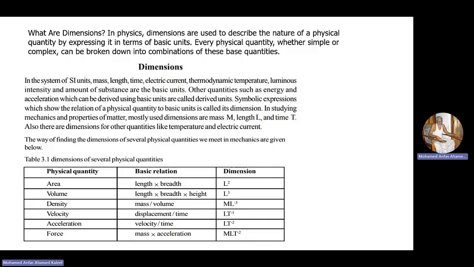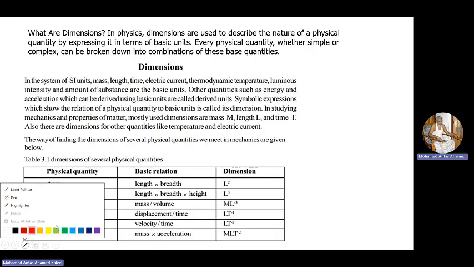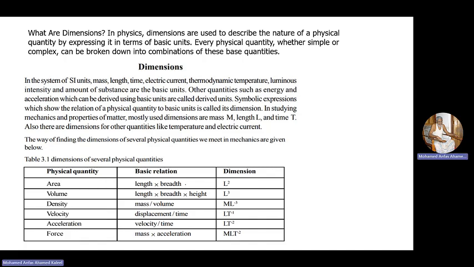The way of finding the dimensions of several physical quantities we meet in mechanics are given below. For example, if you take the physical quantity area, the basic relation or definition is length into breadth. You may know that length and breadth have the same dimension. So what we are doing here is L into L. So the dimension of area becomes L squared.